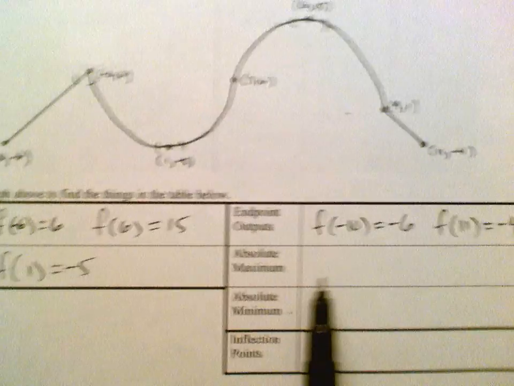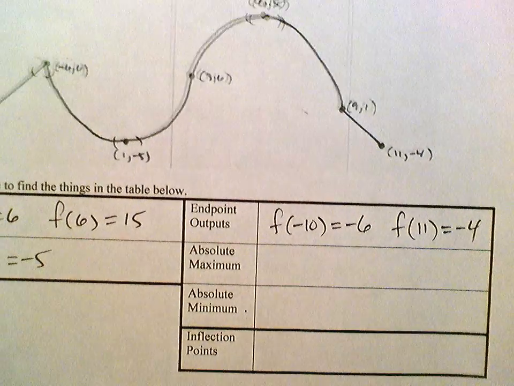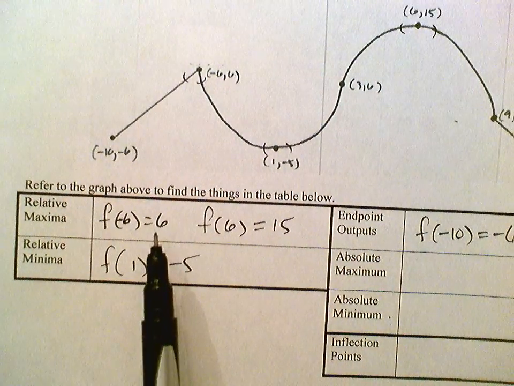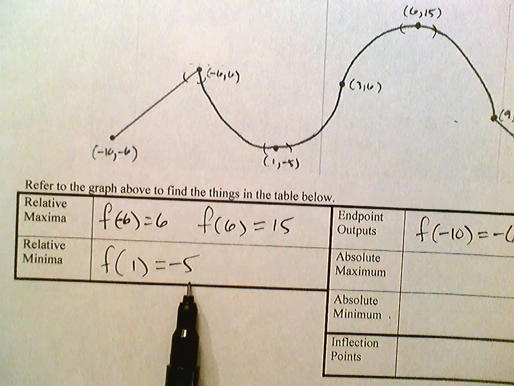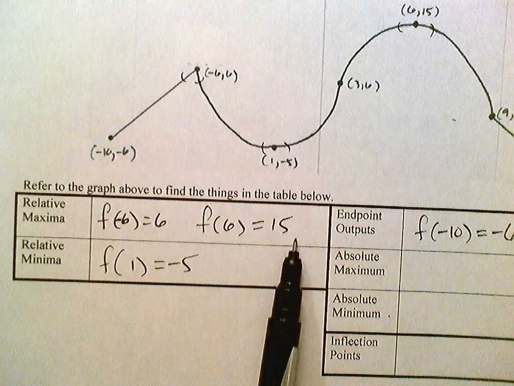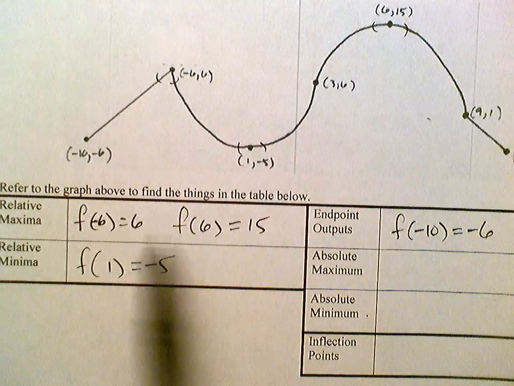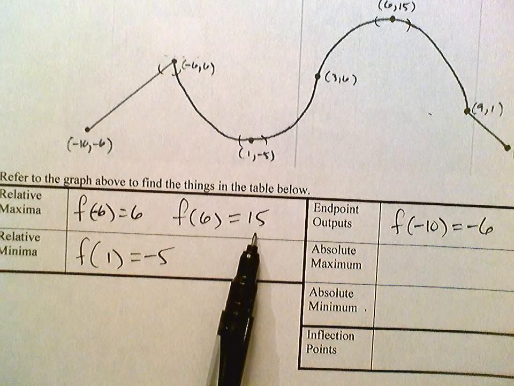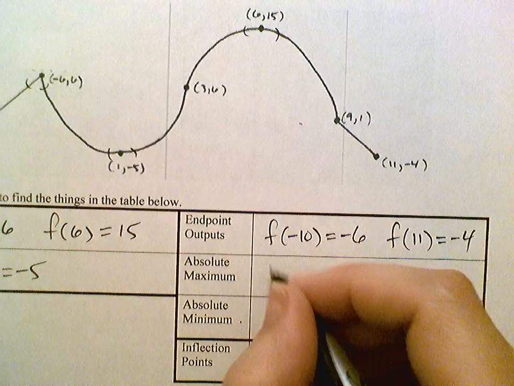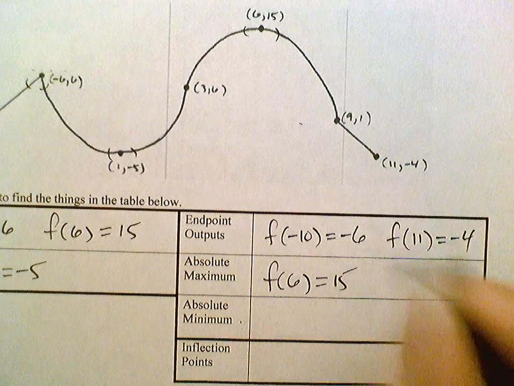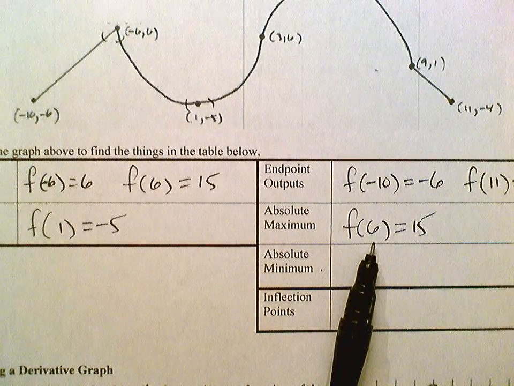So to figure out the absolute max, we look at the endpoint outputs. We compare them with the outputs at these other points. Well, I guess we would just have to compare with the maximums. So you compare the endpoint outputs with the relative maximums, and then you see what's the highest. And it's this one, f of 6 equals 15. So f of 6 equals 15. This is both a relative and an absolute max.